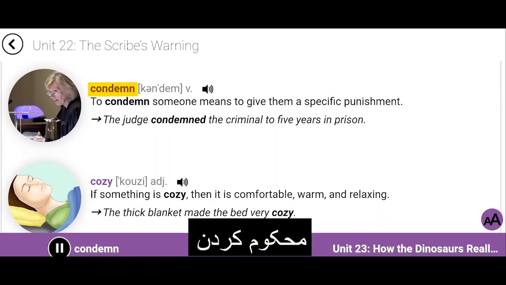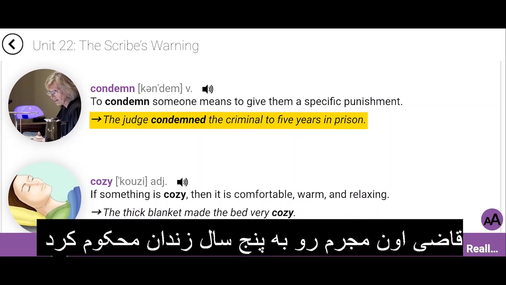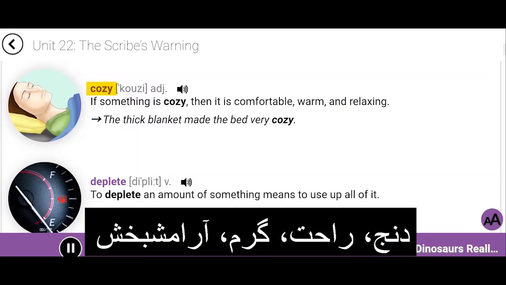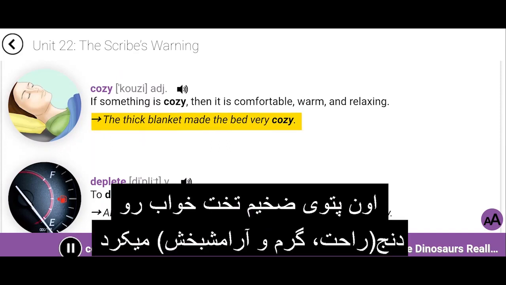Condemn. To condemn someone means to give them a specific punishment. The judge condemned the criminal to 5 years in prison. Cozy. If something is cozy, then it is comfortable, warm, and relaxing. The thick blanket made the bed very cozy.